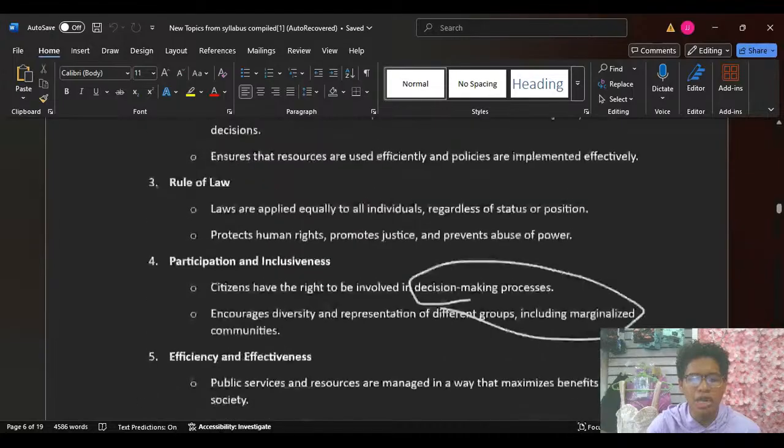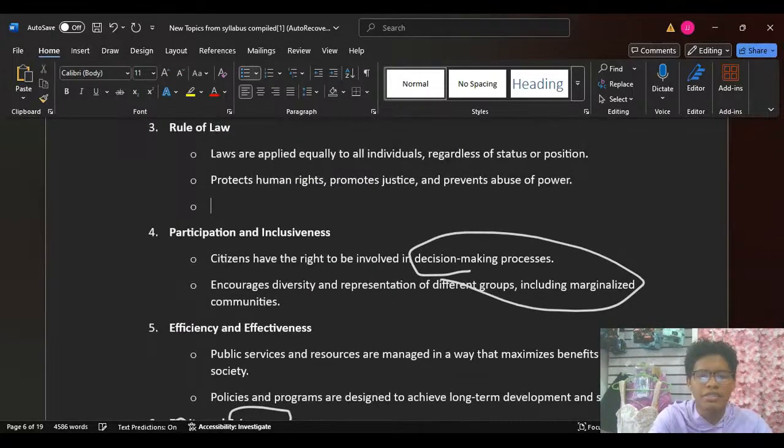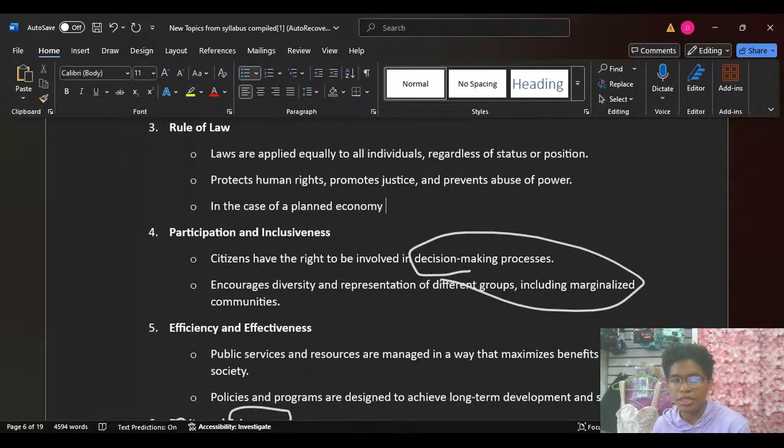I also have participation and inclusiveness. But something else I would like to add is in the case of a planned economy. We have something called a planned economy, and a lot of people don't know about it. I'm just trying to highlight this because I want to create a very clear picture. Rule of law is only specific to democratic countries. Democratic countries are countries where the people's voices are heard. A planned economy is the exact opposite of a democratic country.